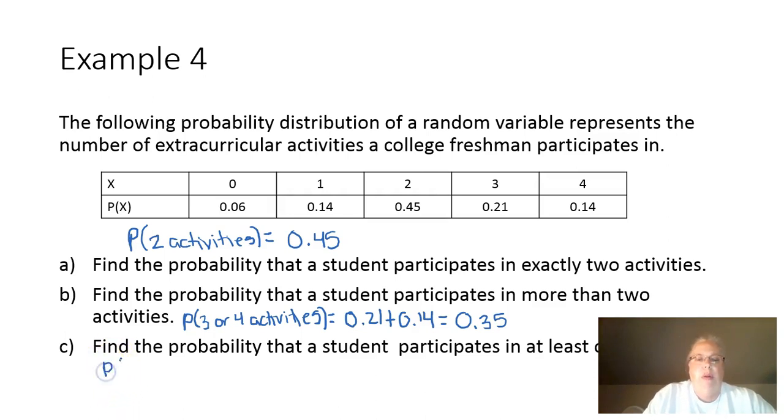So the probability of at least 1 is the same thing as 1 minus the probability of none. And this is the property that I'm going to use. Alright, so the probability that a student participates in no activities is right here, 0.06. And that's going to give me 0.94.